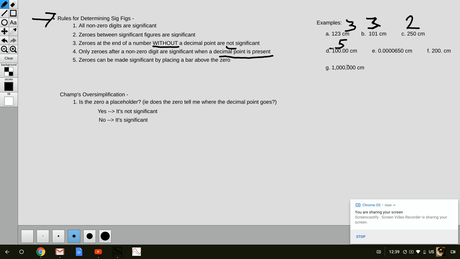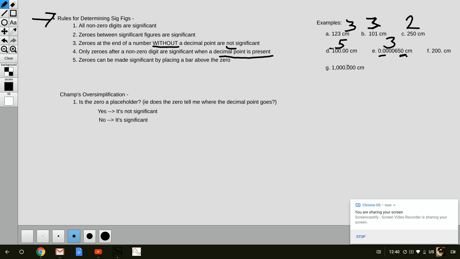Now in E, we have the same rule. In E, we have the 0 down here at the end that is after a non-zero. There is a decimal point present. The zeros to the left of that 6 would not be significant, but the 0 to the right would be, so that would have 3 Sig Figs.